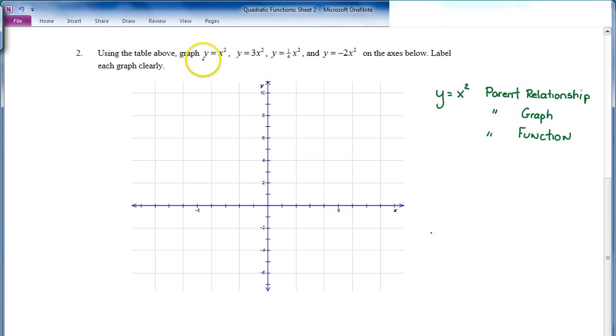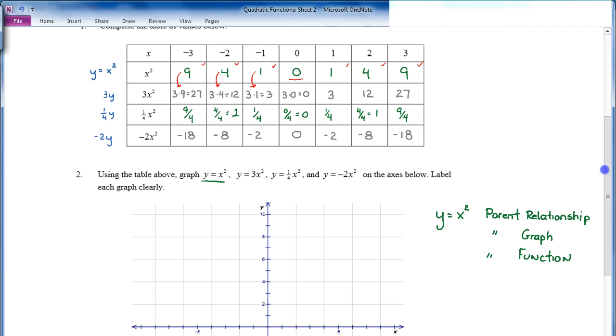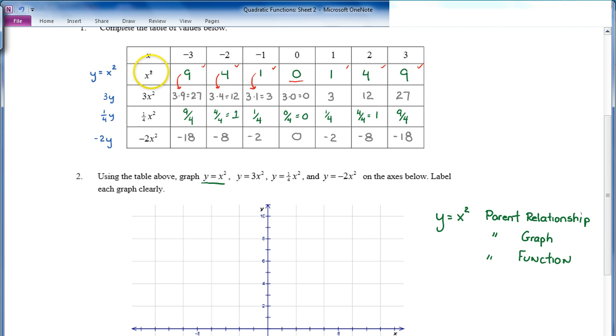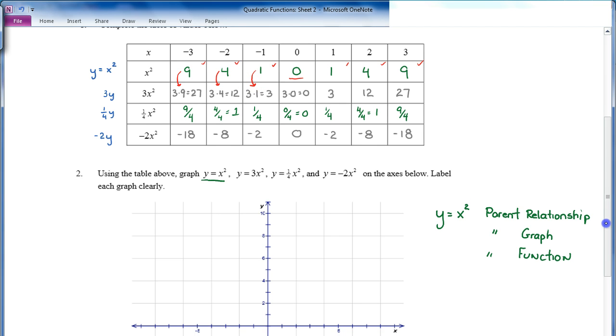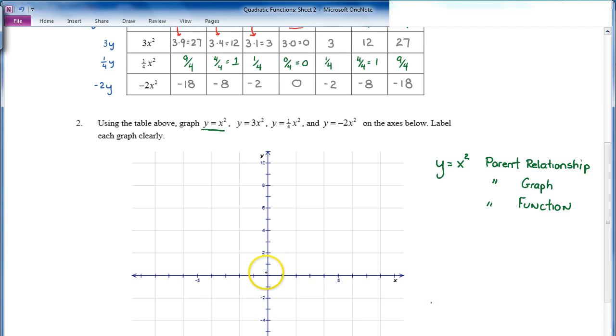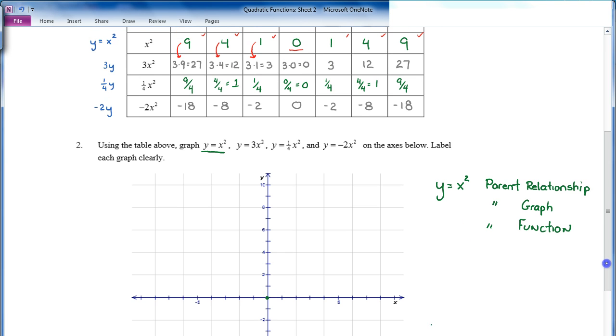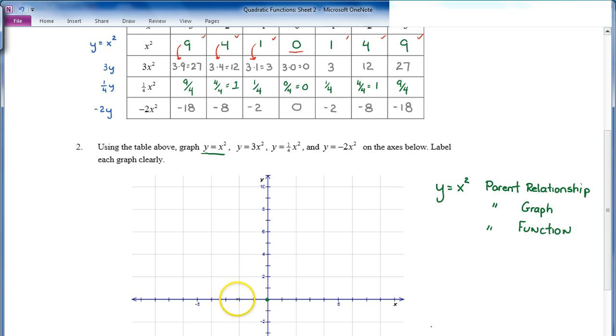So the first thing I do is I'm going to graph y equals x squared, and it's really helpful here if you color code your response. So that graph is going to be green. If I come up here, I can read it off this table of values. So this is my x, y, x, y, x, y. We know 0, 0. Let's see if we can scroll this up. There we go. We know -3, 9. It's going to be here. We know -2, 4, -1, 1.